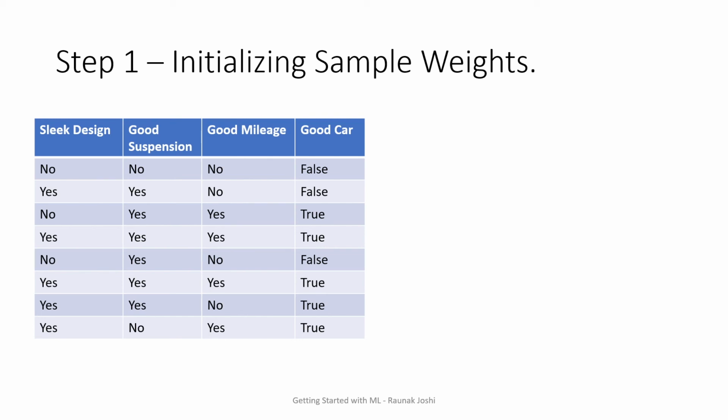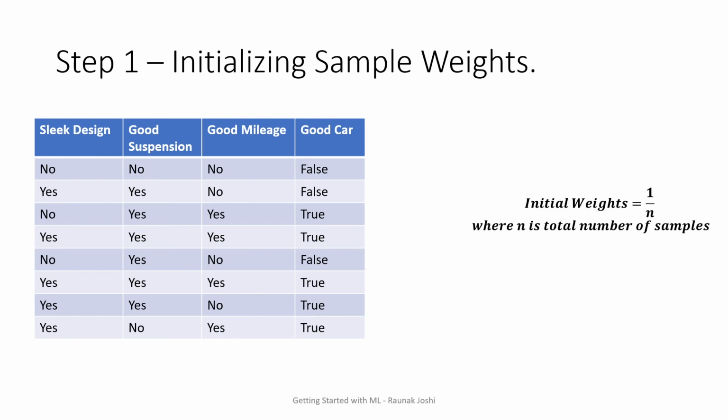This is a simple binary classification dataset, where we are looking to see if the car is good or not. The measure of the car is given as false or true, which indicates that the car is bad or the car is good. This depends on 3 features: sleek design, good suspension, and good mileage. These 3 features impact the quality of the car, and we are going to decide whether the car is good or bad.